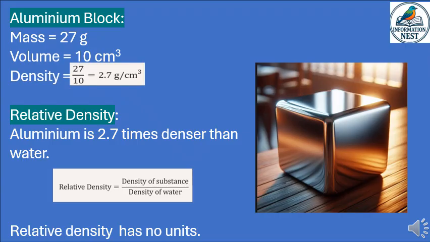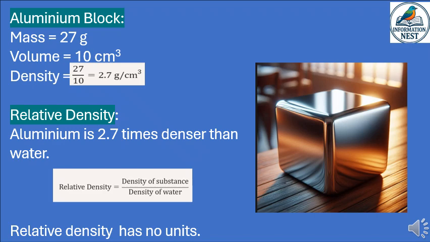Water has a density of 1 gram per cubic centimeter at room temperature. So, aluminium is 2.7 times denser than water. This brings us to a new concept, relative density. Relative density equals density of substance divided by density of water. For aluminium, relative density is 2.7 divided by 1, which gives you 2.7. A very important tip: relative density has no units, it's just a ratio. It tells us how heavy a substance is compared to water.